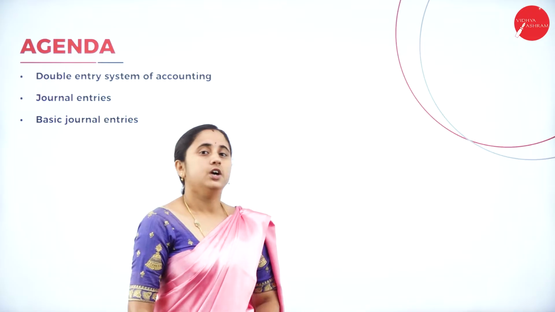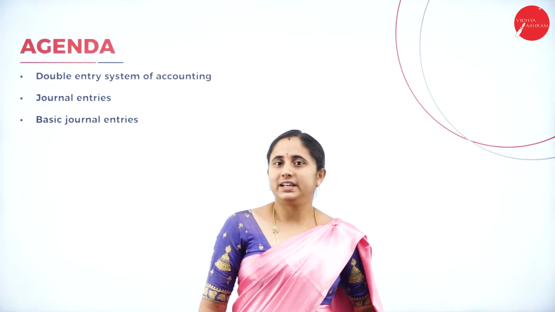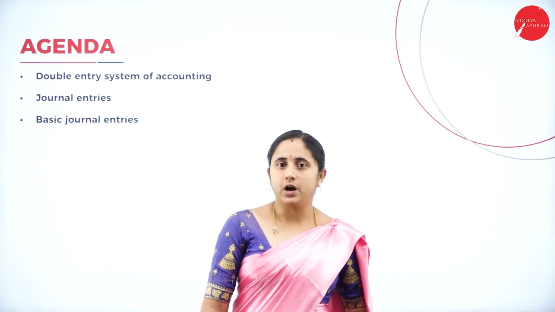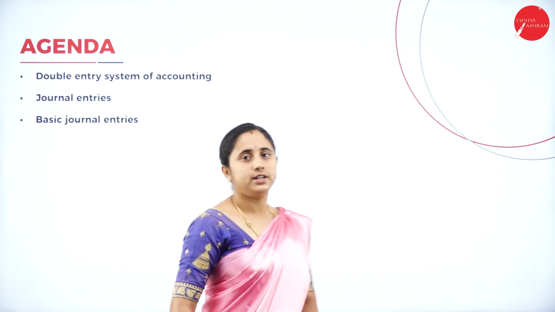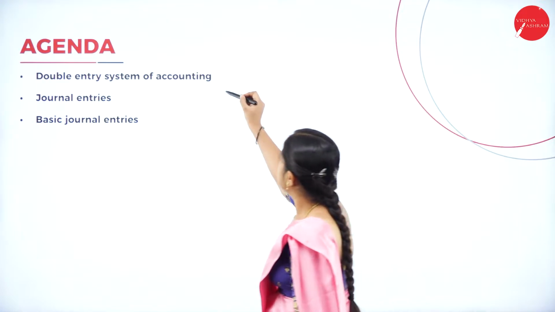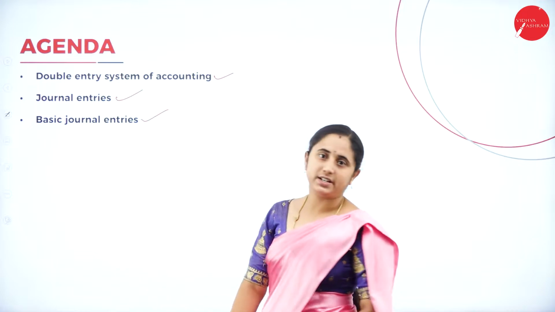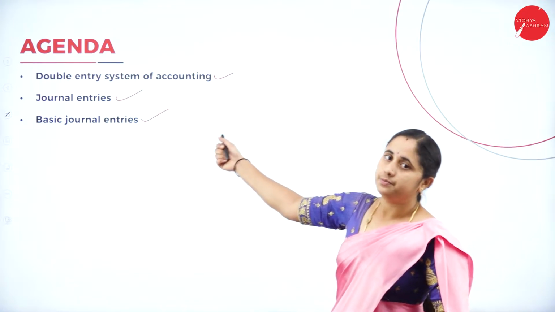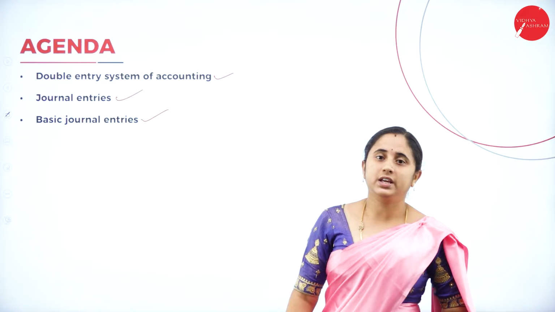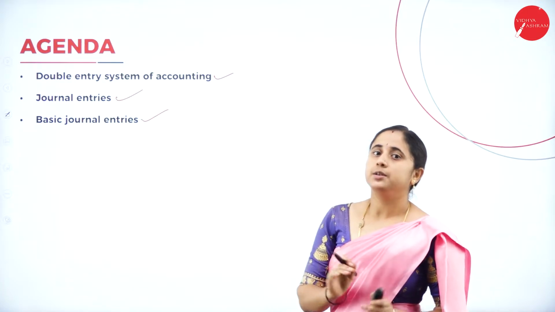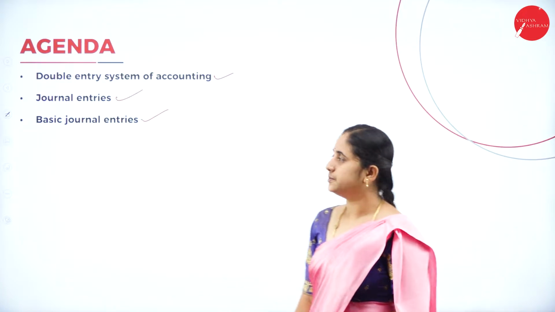In the last session, we discussed the meaning and definition, importance, objectives, types of accounting and golden rules of account, as well as the concepts and conventions of accounting. In this session, we are going to learn the double entry system of accounting, journal entries and basic journal entries.